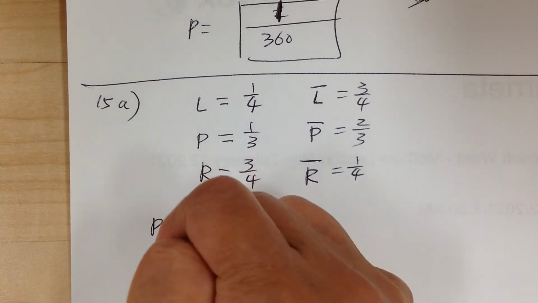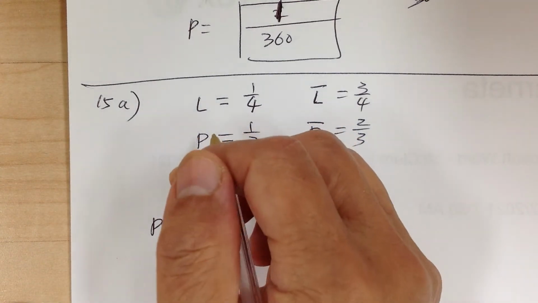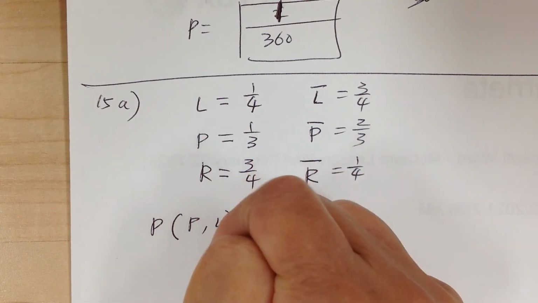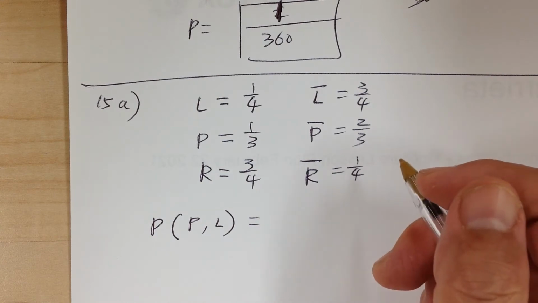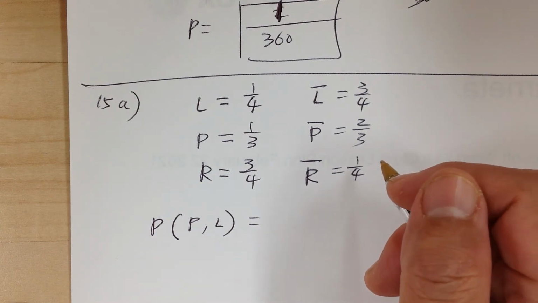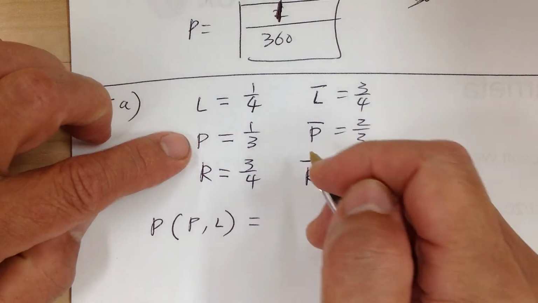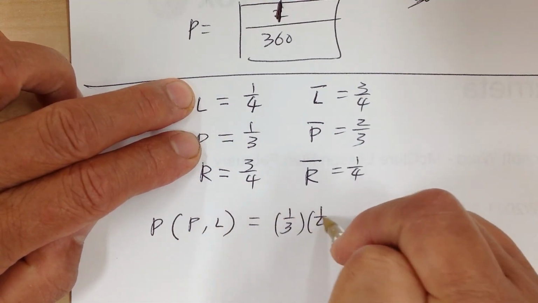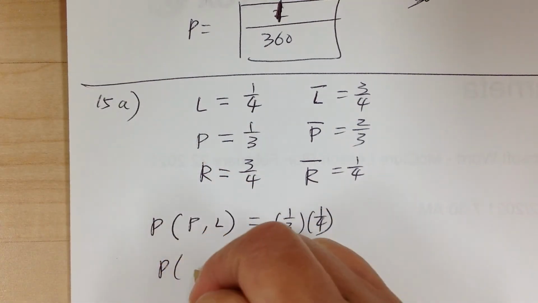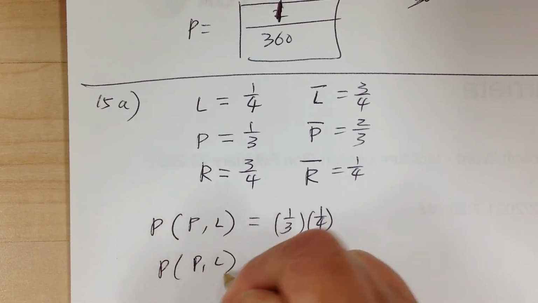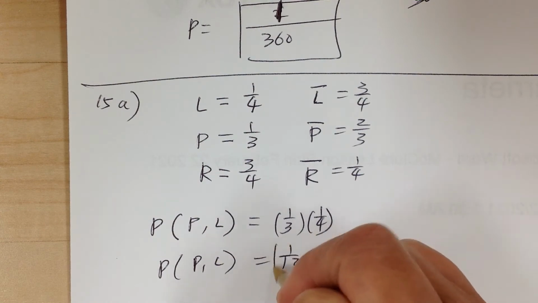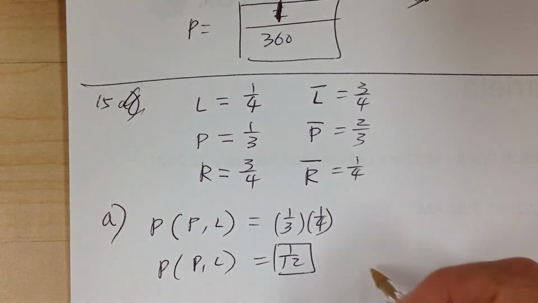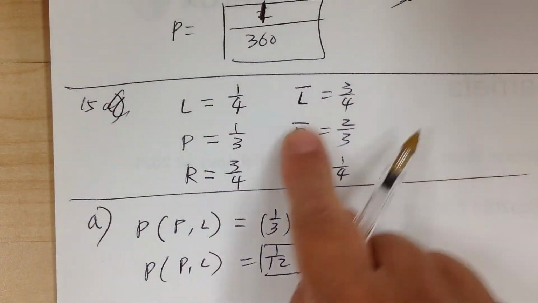Okay, so you're looking for the probability that Paula and Leon ask him. So the probability of P and L equals 1/3 times 1/4. And so the probability that Paula and Leon ask would be 1/12. I'm going to put 8 right over here, so you can make sure you have all this over here.